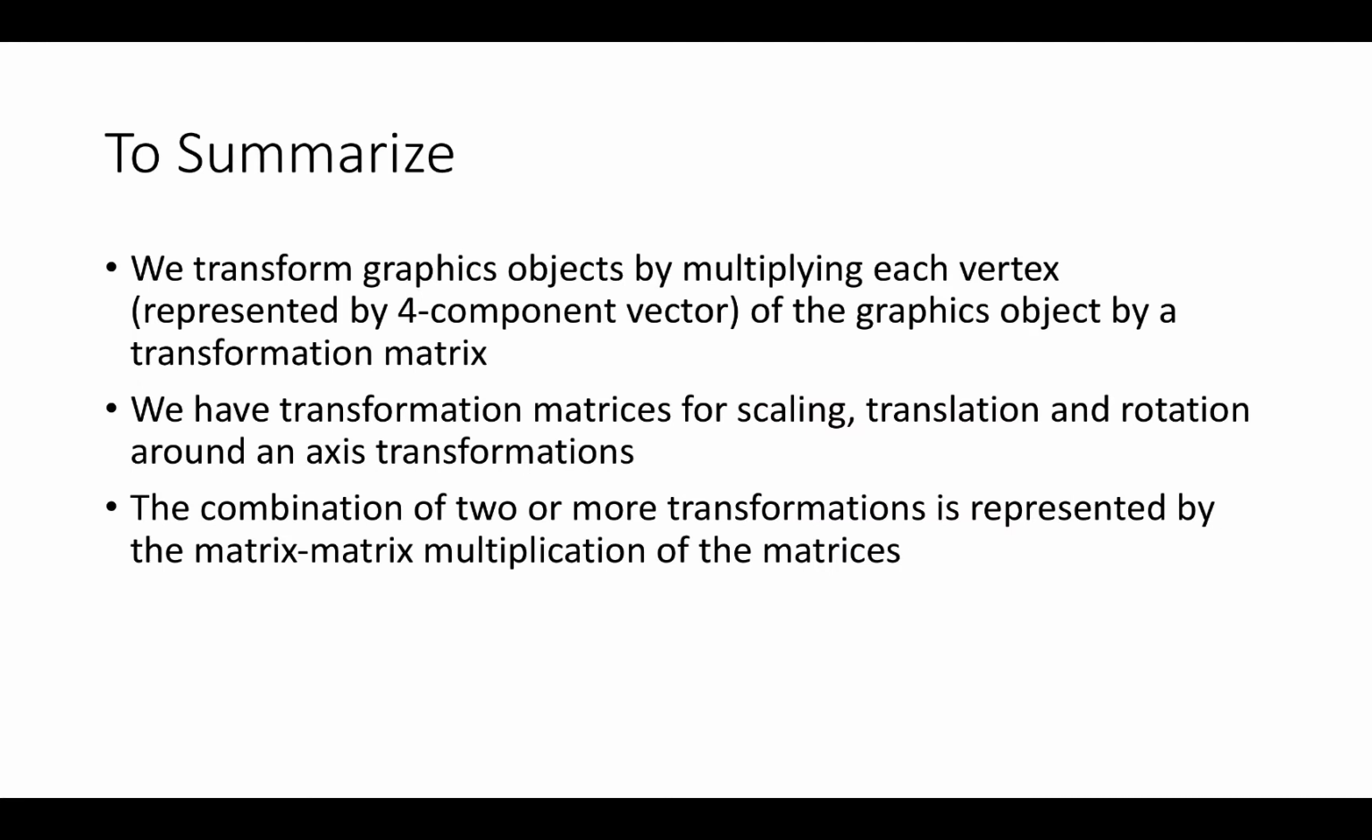So we reach the end of this lecture. In summary, I've stressed 3 main points. First, we transform graphics objects by multiplying each vertex of the graphics object by a transformation matrix. Second, we have transformation matrices for scaling, translation, and rotation. Third, the combination of 2 or more transformations is represented by the matrix multiplication of the matrices.